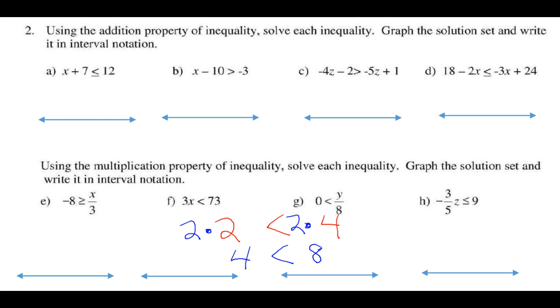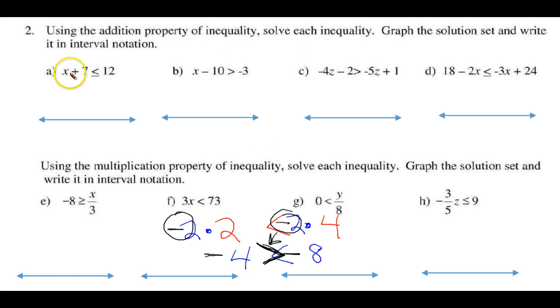But if we were to have multiplied this 2 by a -2 and this side by a -2, this would be a -4 and this would be a -8. And is -4 less than -8? And the answer is no. So whenever we multiply or divide by a negative, in order to keep our inequality true, we have to reverse the direction of our inequality sign to keep it a true statement.